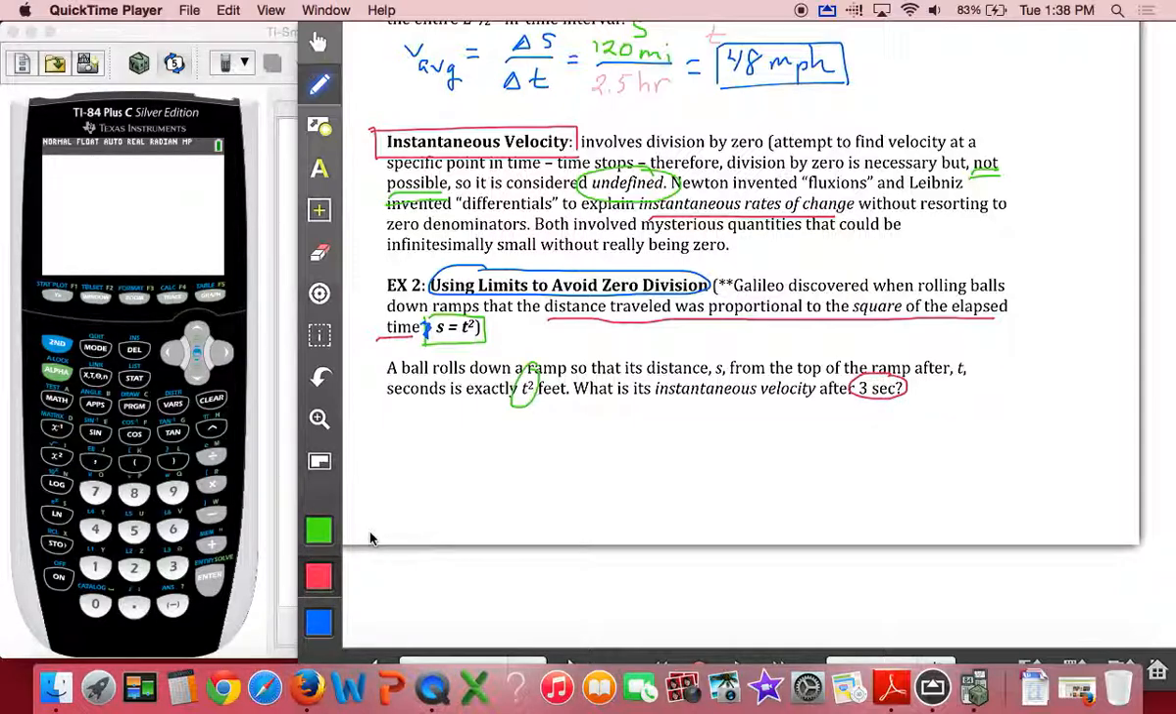This 3 seconds, they're telling you, is the time that we're trying to approach. We can use limits to do this, but in order to explain why the limits work, we're going to do it by hand. We'll find values using our calculator and get closer and closer to 3 seconds to figure out what our instantaneous velocity is. In other words, what is it approaching? So how do we find instantaneous velocity by hand?